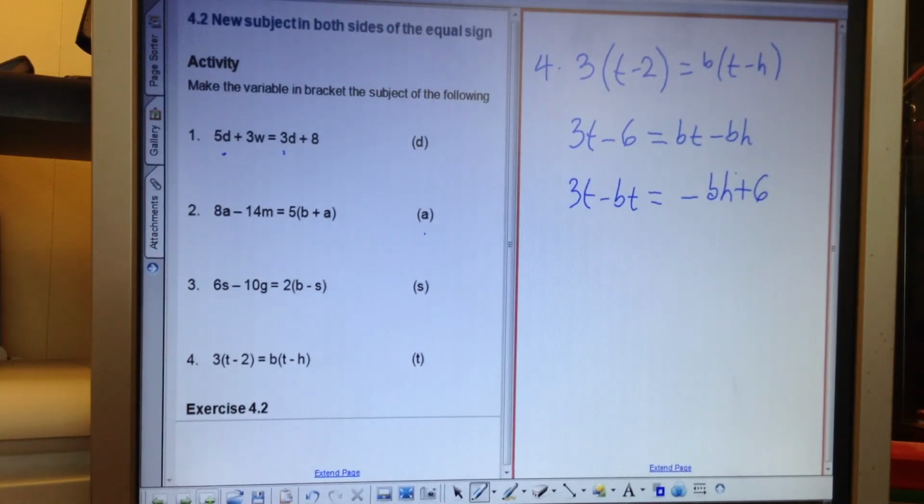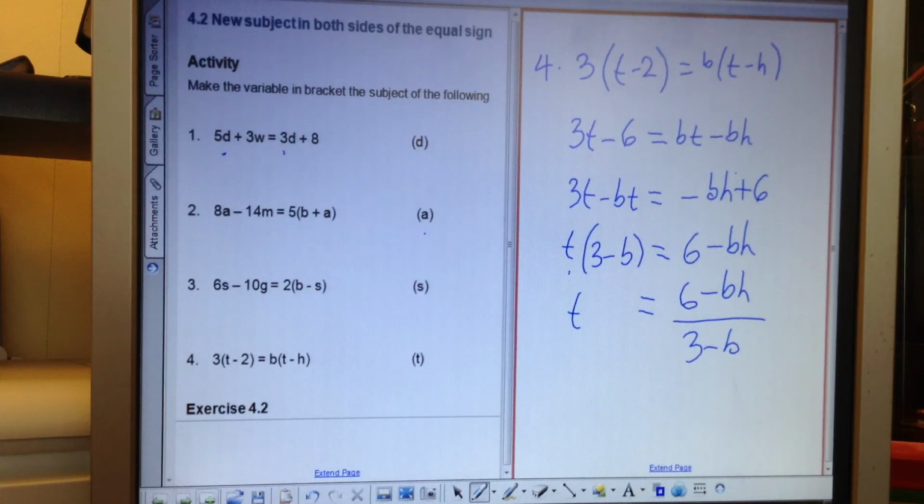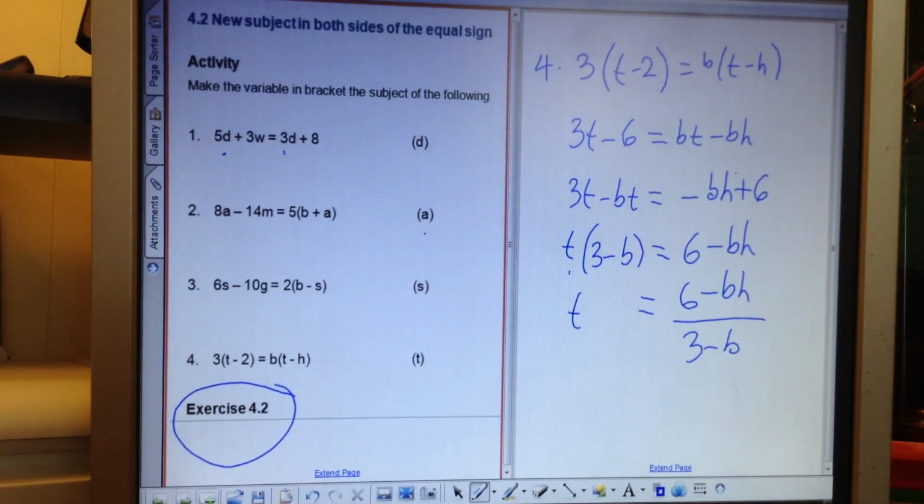That means that we can factorize our T here. So we have T out, 3 minus B equals, we can just reorder this by putting the 6 in front minus BH to make it look nicer. So now we want T, so we then divide both sides by 3 minus B. So our T will be equal to 6 minus BH divided by whatever is in the bracket here, which is 3 minus B. We are done. Try exercise 4.2 from my website.